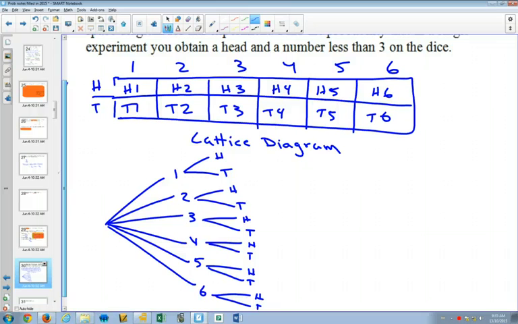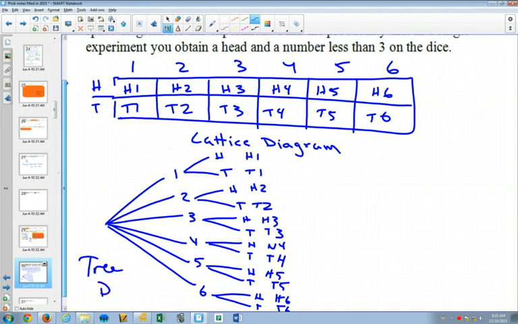And then I would have H1, T1, H2, T2, H3, T3, H4, T4, H5, T5, H6, and T6. Probably in this case, that's our tree diagram. That lattice diagram is a little bit more compact. Can you imagine the last one that we did, rolling 2 6-sided dice, what your tree diagram would look like? You'd have your first 6, and then you'd have to draw 6 lines off of each one of those, so it gets really complicated quite quickly.